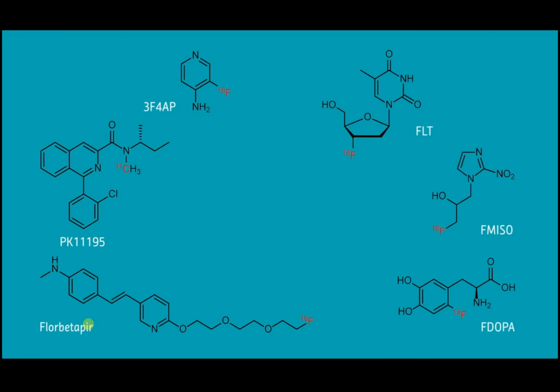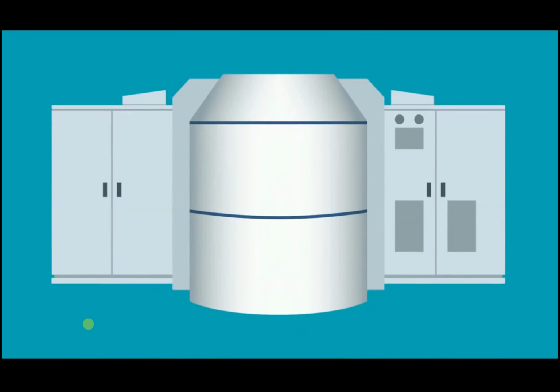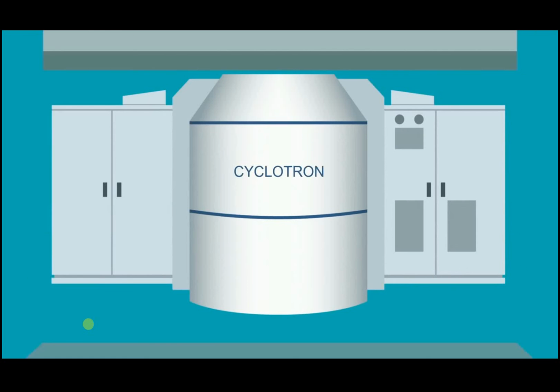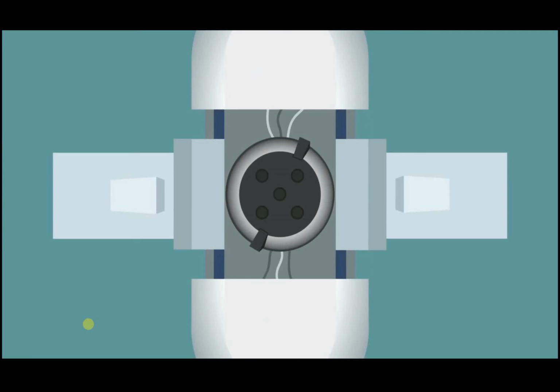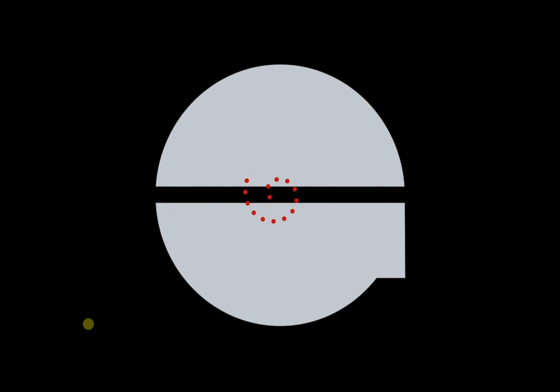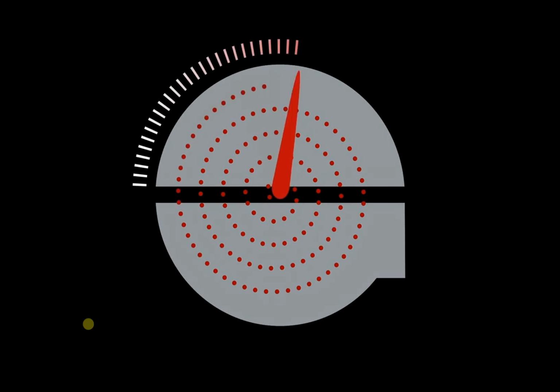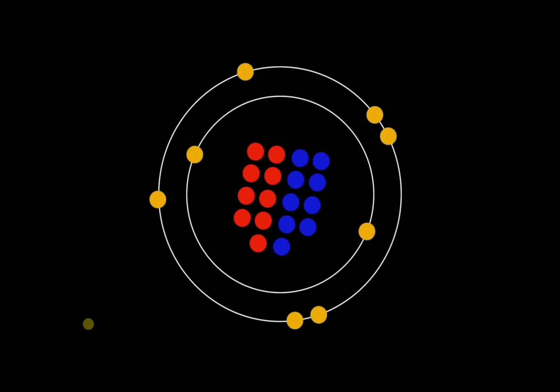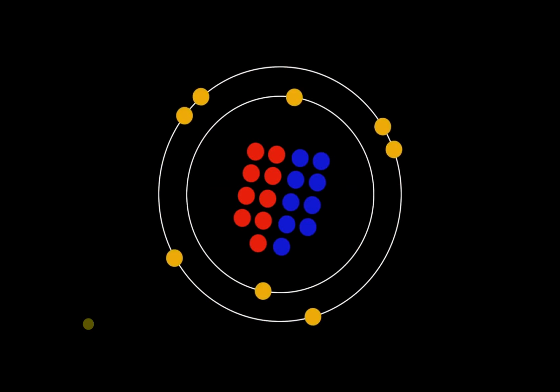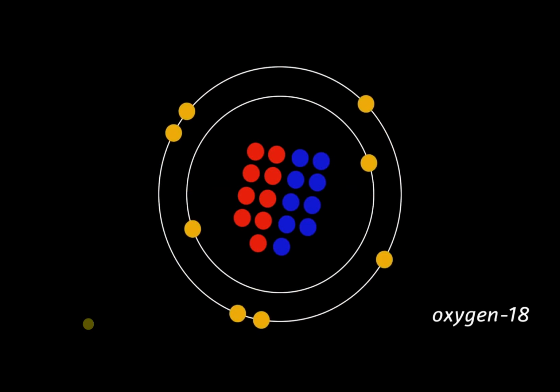PET tracers such as FDG are among the most remarkable tools in medical diagnostics, and their life begins in a particle accelerator, just hours earlier. The particle accelerator in question is called a cyclotron, and it's often housed in a bunker within hospitals. It uses electromagnetic fields to propel charged particles like protons faster and faster along a spiral path. When the protons reach their maximum speed, they shoot out onto a target that contains a few milliliters of a type of water with a heavy form of oxygen called oxygen-18.